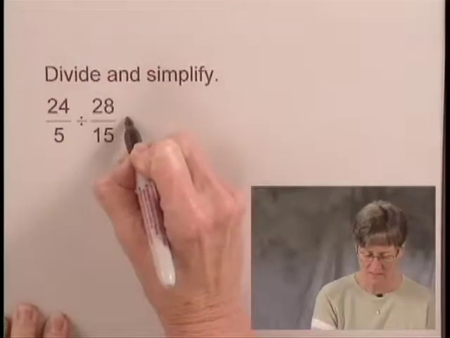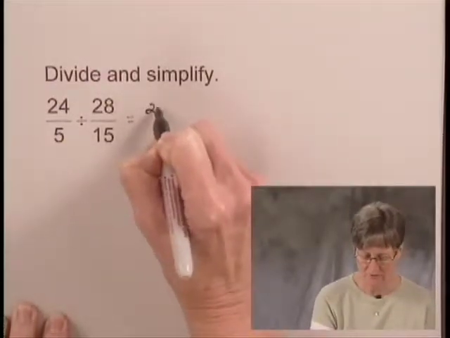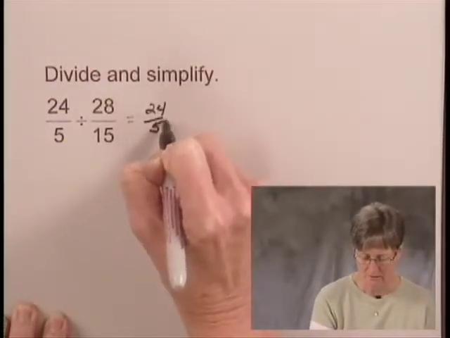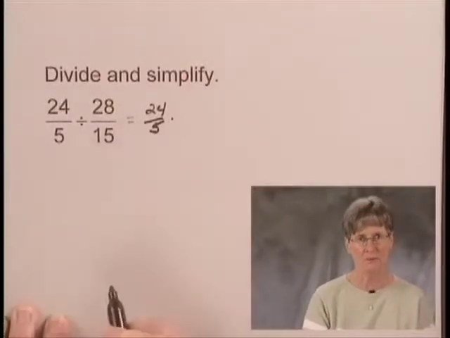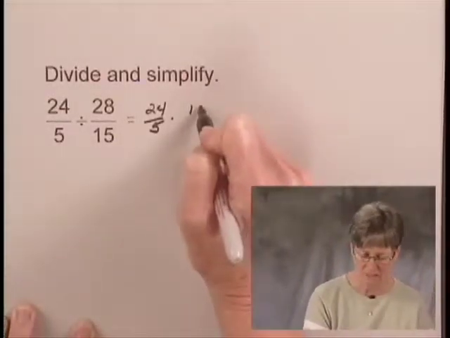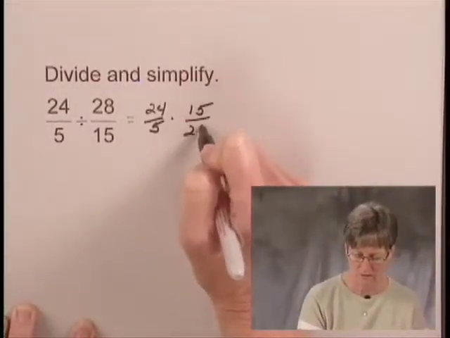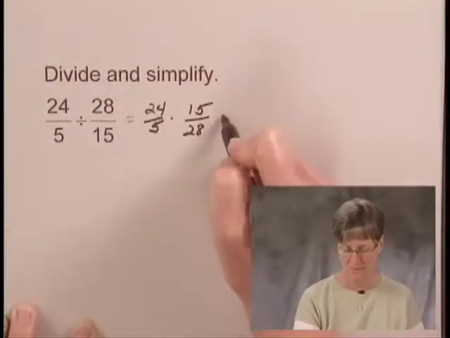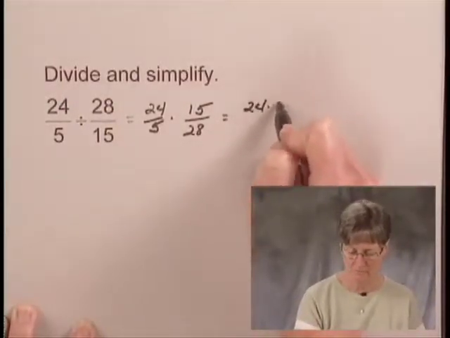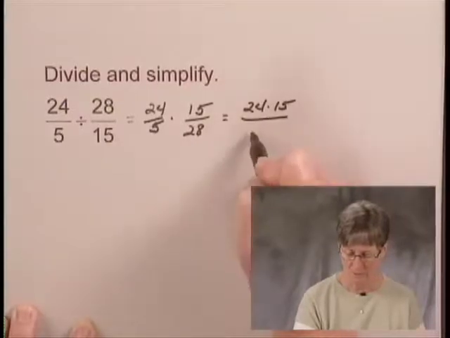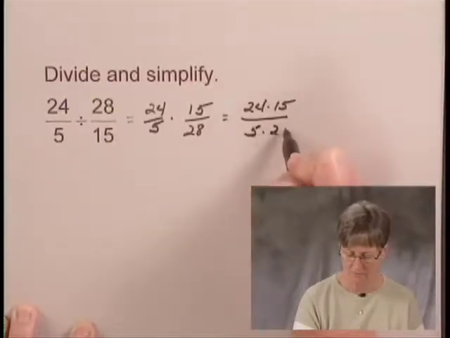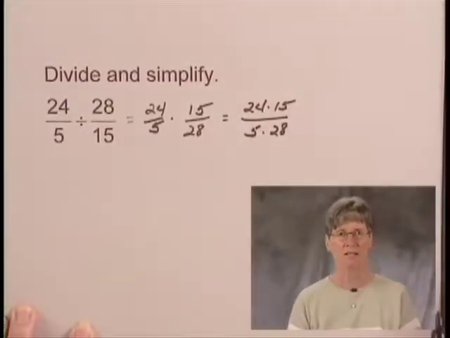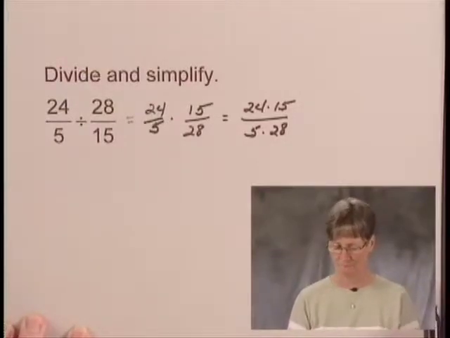So we can write this as 24 over 5 times the reciprocal of 28 over 15, which is 15 over 28. And now we multiply numerators, and we multiply denominators, and then we look to see if we can simplify the product.